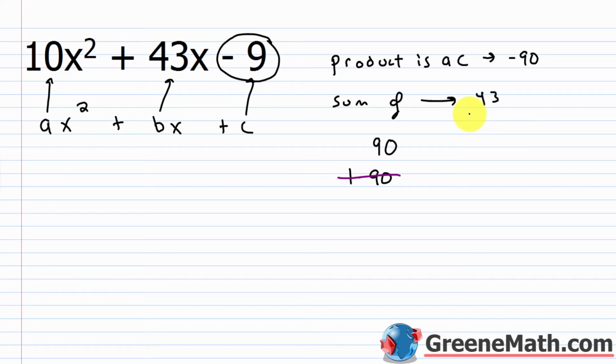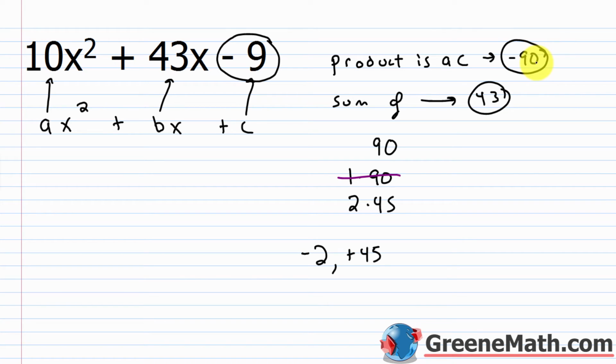Then the next thing I would say is 2 and 45. So 2 times 45. Well, immediately I've found something that would work. If I did a negative 2 and a positive 45, well, yeah, 45 minus 2 is 43. That's what I'm looking for. And then negative 2 times positive 45 is negative 90. That's what I'm looking for there.